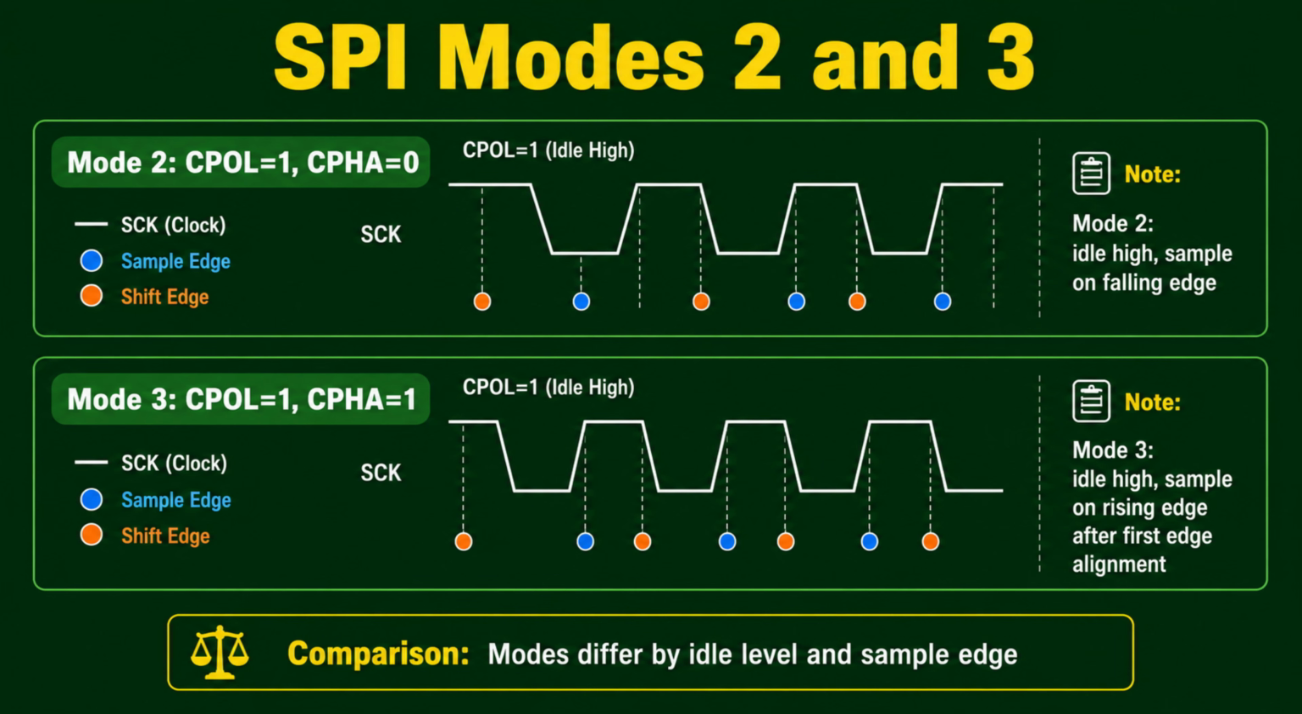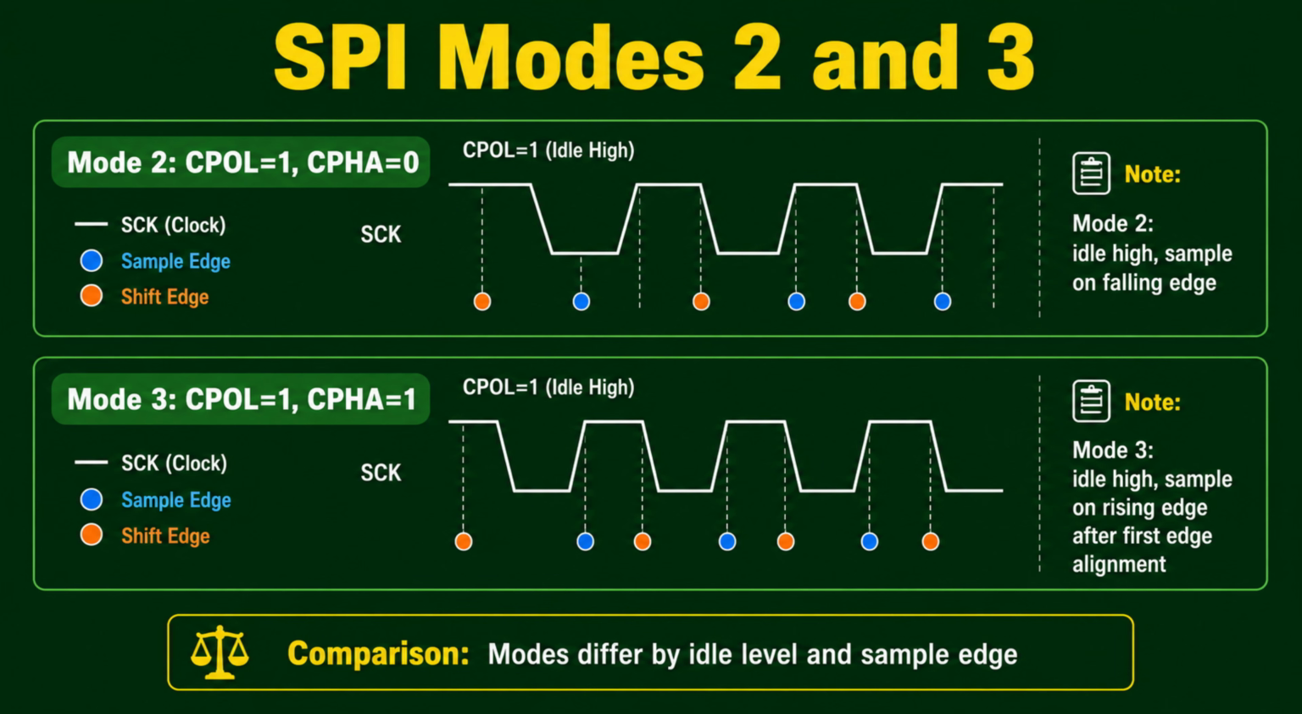SPI mode 3 also uses an idle high clock, but CPHA is equal to 1. The first falling edge shifts the data, while the following rising edge samples it. Therefore, mode 2 samples on falling edges, while mode 3 samples on rising edges after the first alignment edge.